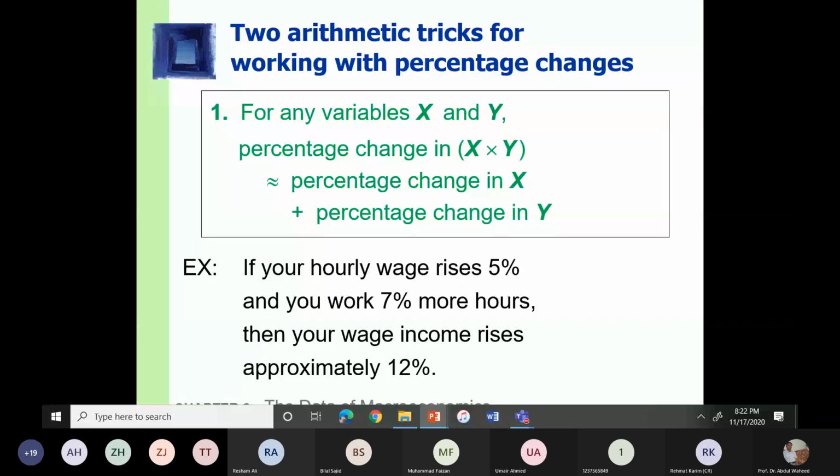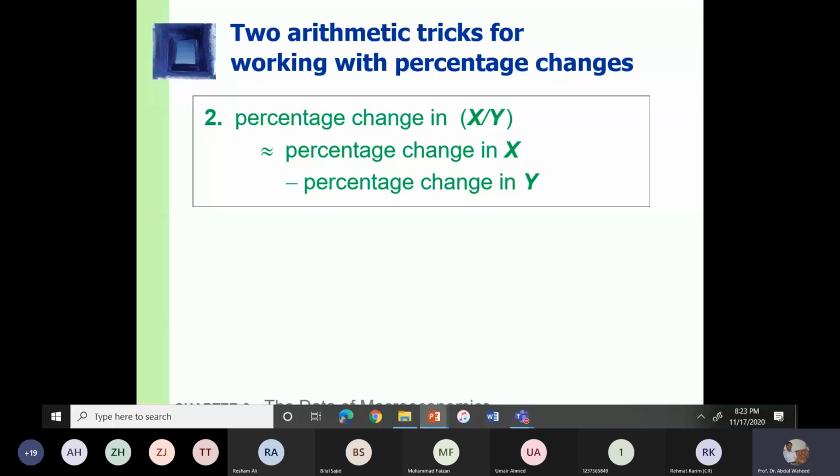Repeat. See, for any two variables that are multiplied, and you have the percentage change in each variable, just add them to get the percentage change in that product. So wage income is the product of hourly wage and number of hours worked. If your wage rate increases by 5% and number of hours worked increases by 7%, this means wage income increases by 12%, 5% plus 7%. Then this is the second arithmetic trick.